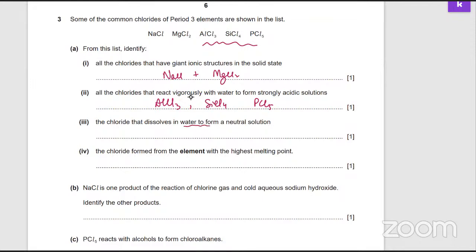Which would dissolve in water to form a neutral solution? NaCl. It would form sodium ions and Cl ions, aqueous, that's it, it dissociates.